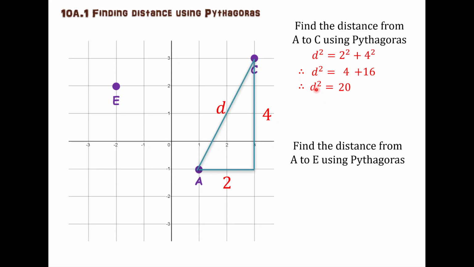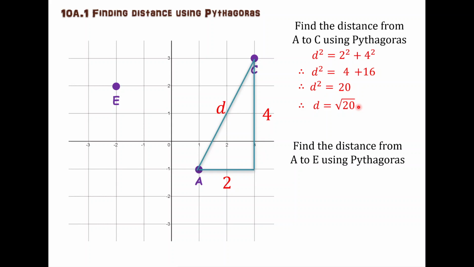What's the opposite of squaring? Taking the square root. So if you know that D squared is 20, then you know that D is the square root of 20. Technically, there are 2 solutions to D here, but we know it's positive because it would be very silly if a distance was negative.